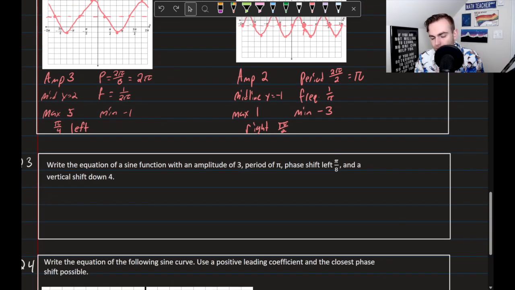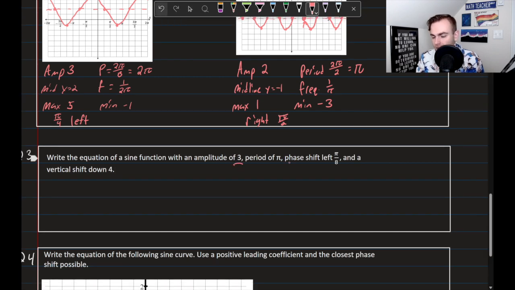What if we're at McDonald's and we're doing a function made to order? So we want a sine function with an amplitude of 3, a period of pi, a phase shift left of pi over 8, and a vertical shift down 4. So we know we have to modify the function with a, b, c, and d, right?